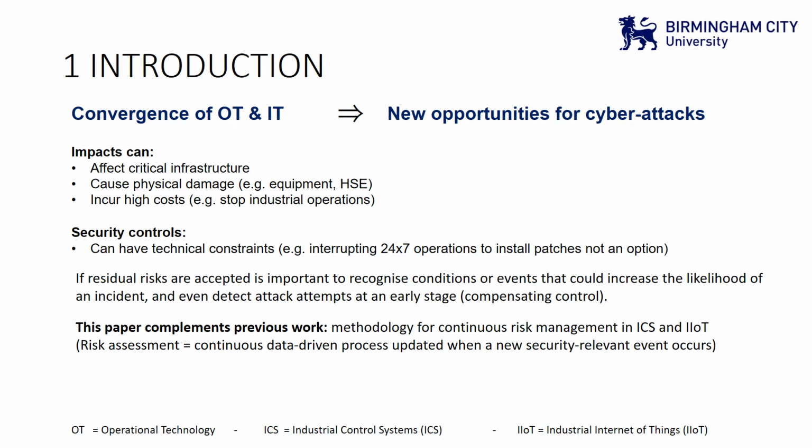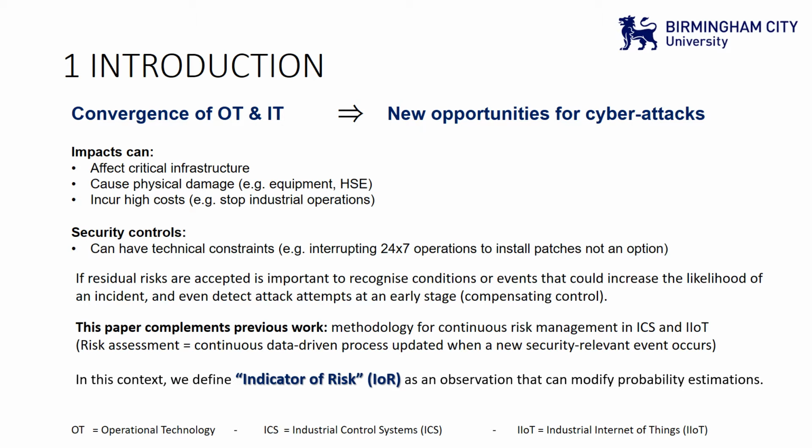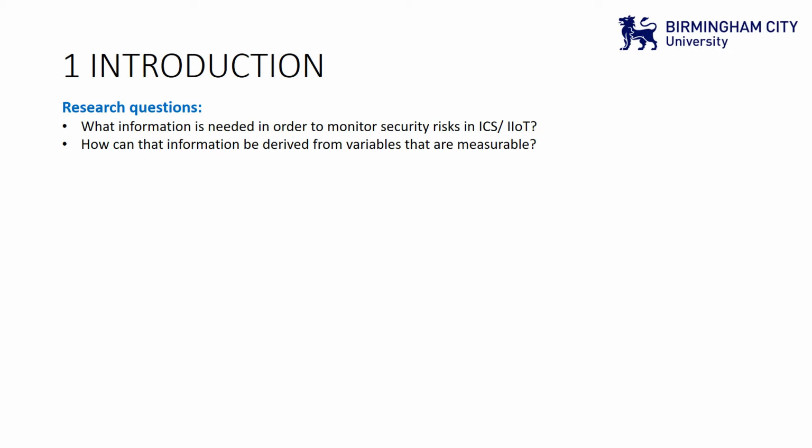This paper is a complement of our previous work on a methodology for continuous risk management in industrial systems, in which we regard risk assessment as a continuous and data-driven process. In this context, we define indicator of risk as an observation that can modify probability estimation. Our research questions are: what information is needed in order to monitor security risks in industrial systems, and how can that information be derived from what you can actually measure?